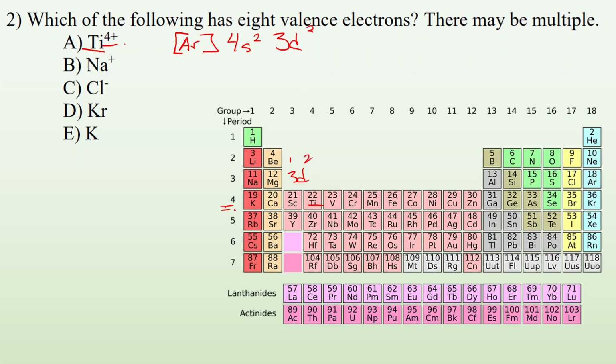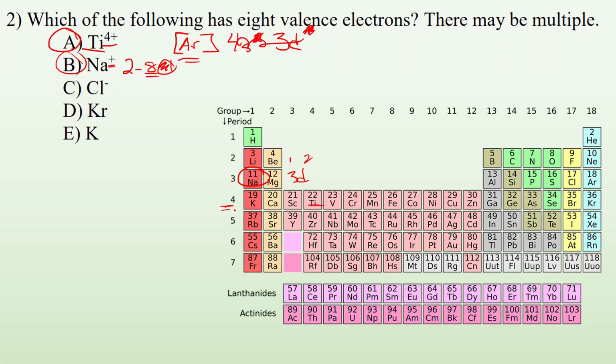And if it's a +4, that means we lost 4 electrons. So we're going to lose these 2 first, those 2 second. So yeah, looks like titanium +4 will have 8 valence electrons. It'll have the same configuration as a noble gas. Sodium is in group 1, so we know its basic configuration is 2-8-1. So if it lost 1 electron, it now has 8 valence electrons.